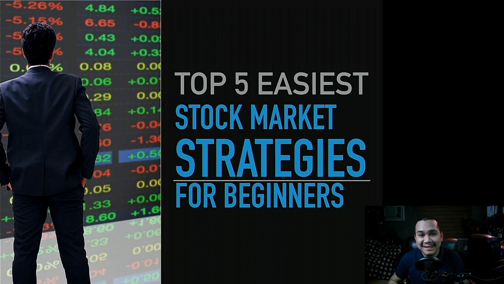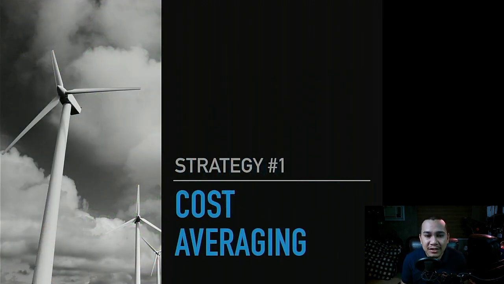So let's start. Strategy number 1 that I'm going to be sharing with you is called cost averaging. What is cost averaging? Cost averaging is a good strategy for long-term investing, meaning you will not be needing your gains, your money, anytime soon. You're looking forward to 5 to 10 years from now. That is what this strategy is for.